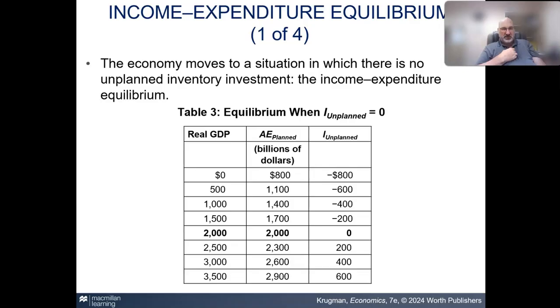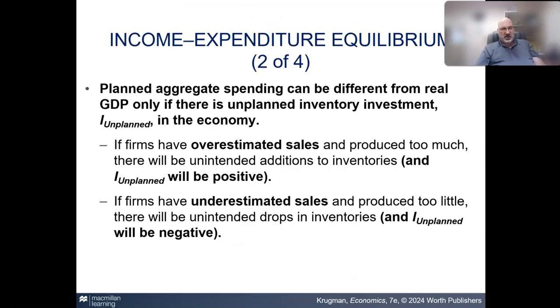So in that case, the unplanned inventory investment becomes zero, and you're going to have real GDP from 0 to 3,500, AE from 800 to 2,900. Unplanned inventory investment goes from negative 800 to 600, and where it is zero is basically where we are at equilibrium. So that is an odd situation and not really the way the world works, but it's kind of weird to think about it in that way.